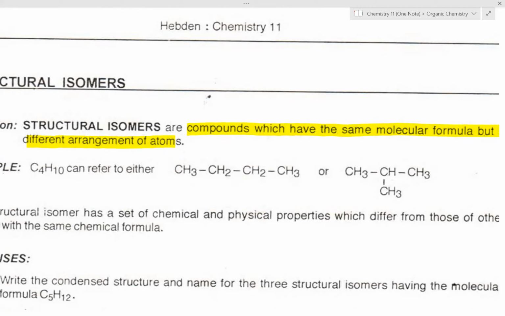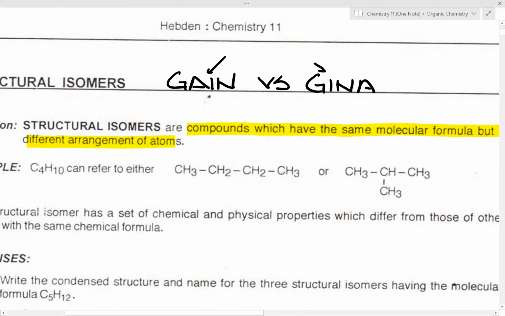An example of this would be, I used this before, "gain" versus "China." The same 4 letters, but because they're arranged differently, this is what you would consider structural isomers. Okay.